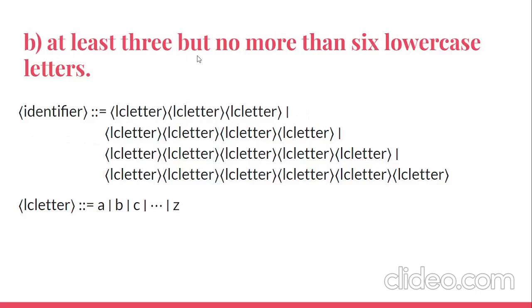The next we are given is at least 3 but no more than 6 lowercase letters. As we require at least 3 and not more than 6, we can define this by just writing the lowercase letter non-terminal again and again. Here, I have used identifier starting with at least 3 lowercase letters, then the or operator, and then 4 and 5 lowercase letters can be there, and 6. If we do not have more than 6, we can end it here, and the lowercase letter can be replaced with a to z, any lowercase symbol.